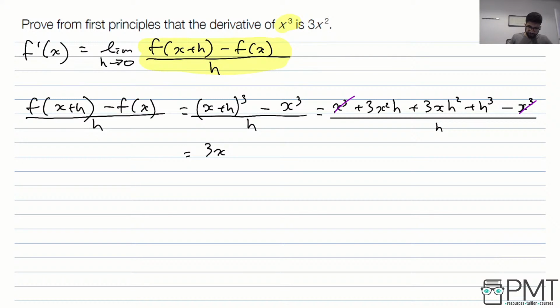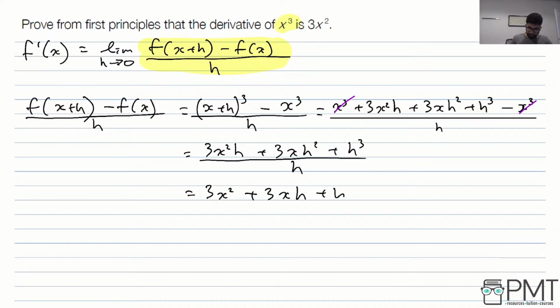So we have got 3x squared h plus 3x h squared plus h cubed, all divided by h, which simplifies to 3x squared plus 3xh plus h squared. So this is the simplest expression.